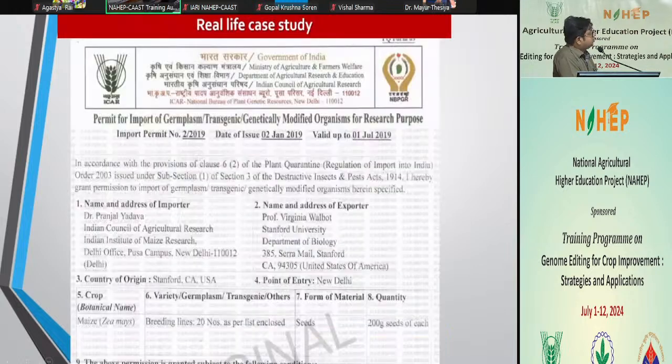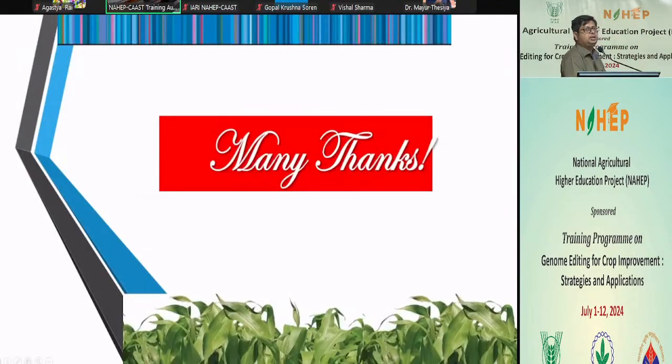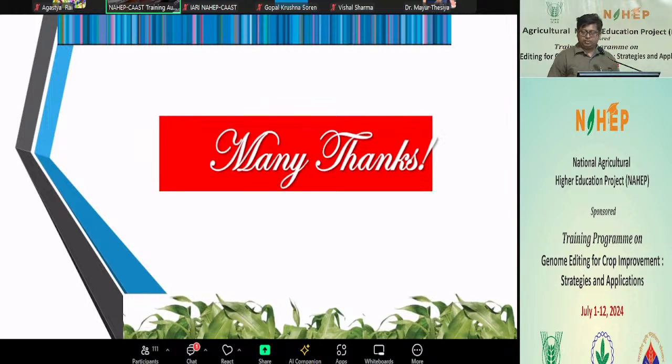So this is one real life case study when I imported some of the germplasm from US. I was the importer, and from here I got the material. So I got this permit, the import permit, and this is for non-GMO. For GMO also I got a separate permit, but for non-GMO also I got a permit for that. So this is also another story. Everything has to be done properly under a legal framework.